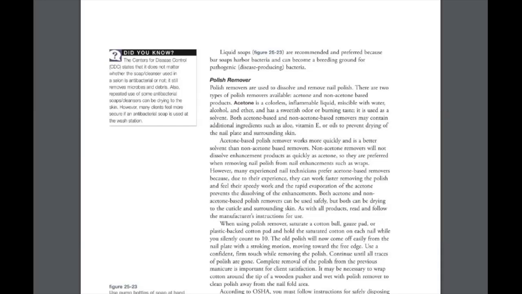We all probably have some. It removes the nail polish and it has acetone in it, which is a colorless and flammable liquid, miscible with water, alcohol, and ether, and has a sweetish odor or burning taste. I'm weird and I kind of like the smell of nail polish remover. Just like I like the smell of gas. I'm very weird. Don't judge me, people. It is used as a solvent.